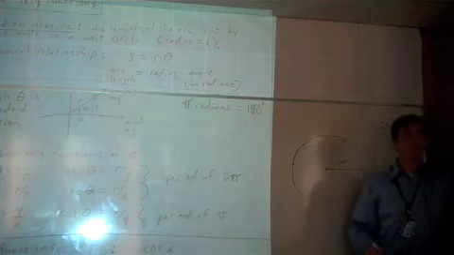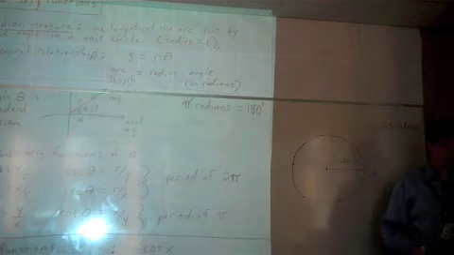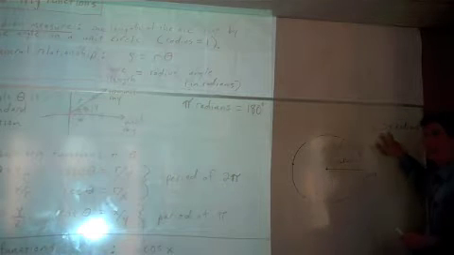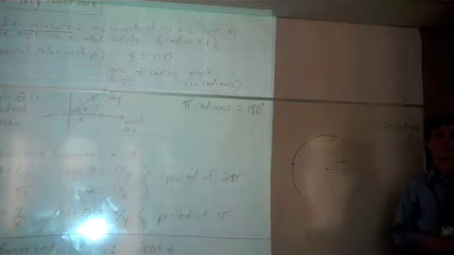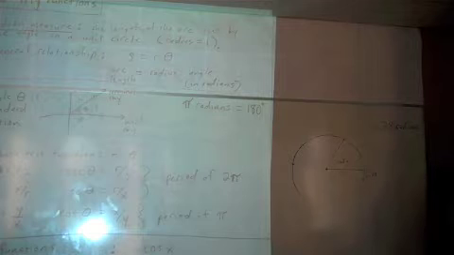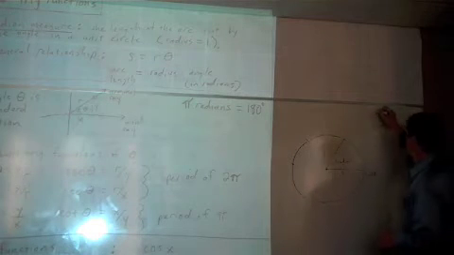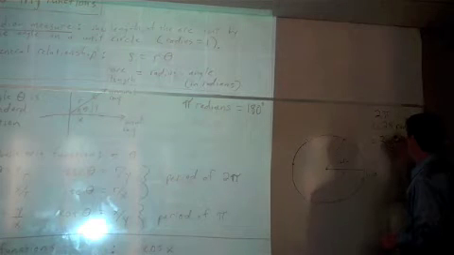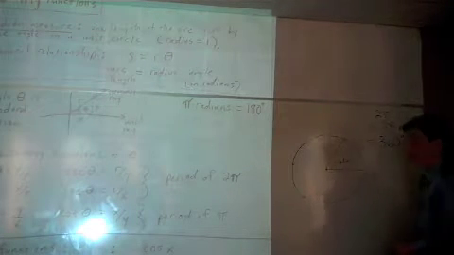How many degrees go around the circle? 360. Does anyone know what 6.28 is? Has anyone seen that number before? It's 2 pi. This number here is 2 pi. That's the same as 360 degrees.